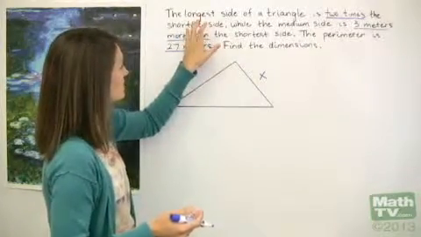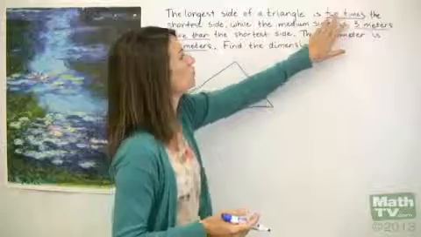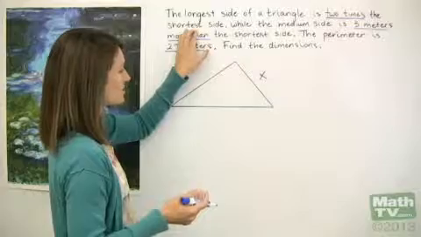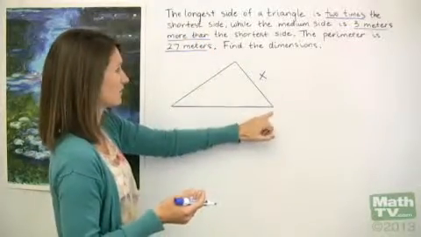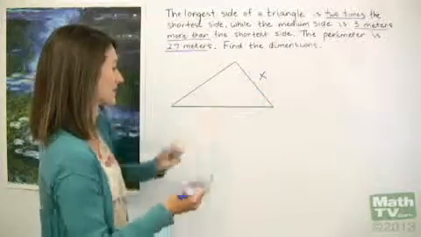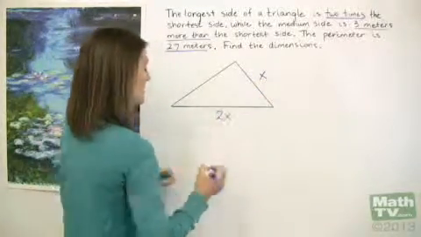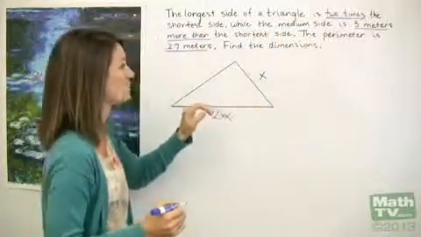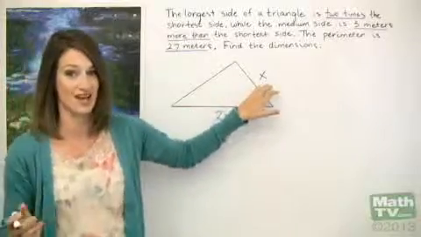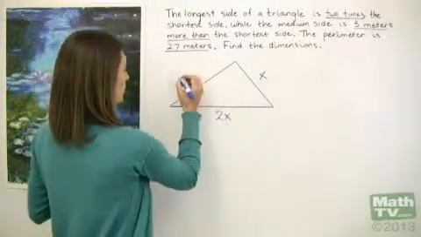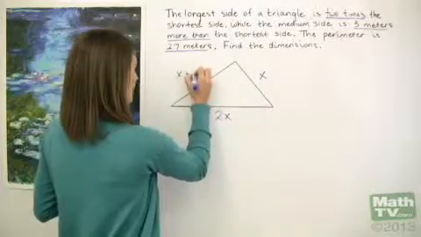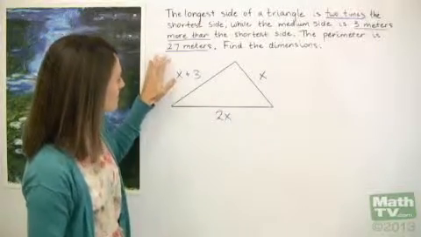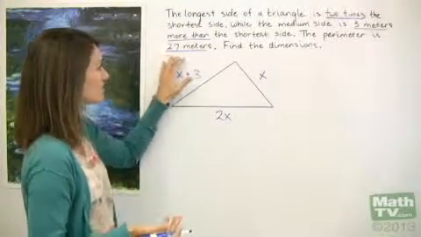So reading that first sentence, the longest side of the triangle is 2 times the shortest side. So we've assigned x to represent the length of our shortest side. And our longest side of our triangle is 2 times x. So we'll write our expression for our longest side as 2x. Now continuing on, it says the medium side of our triangle is 3 meters more than our shortest side, x. So 3 meters more than, we can write the expression x plus 3 to represent the length of the medium side. And so our final information that the problem gives us is that the perimeter is 27 meters.